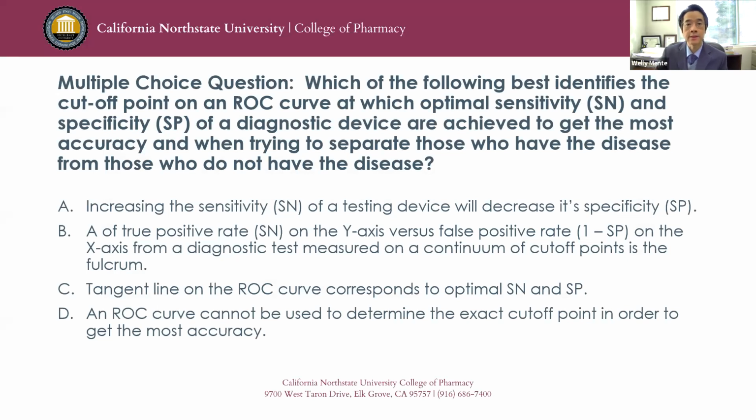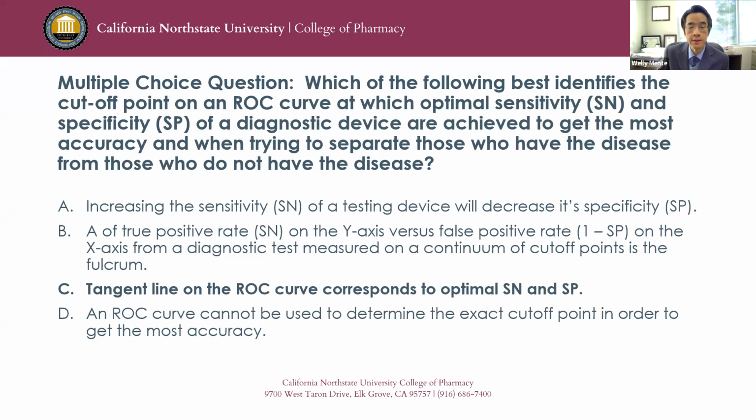So back in the days when I didn't have this hotspot capability, I was teaching diagnostic testing, and I asked students a question like this: which of the following best identifies the cutoff point on a receiver operating characteristic curve at which optimal sensitivity and specificity of a diagnostic device are achieved, to get the most accuracy when trying to separate those who have the disease from those who do not have the disease? At the time when I was testing the students with this type of question, 25% of the time they could have gotten the question correct without even knowing or understanding the question to begin with, or the answer choices. But then I realized that they had limitations.